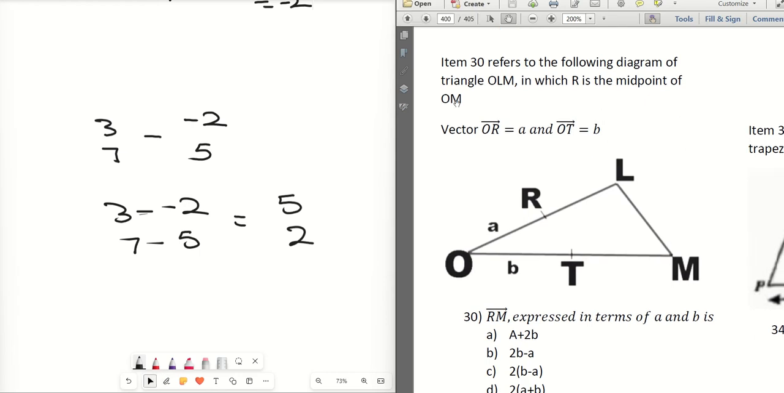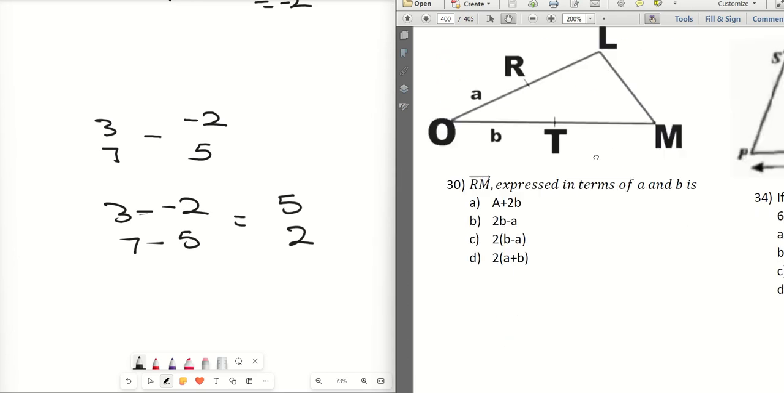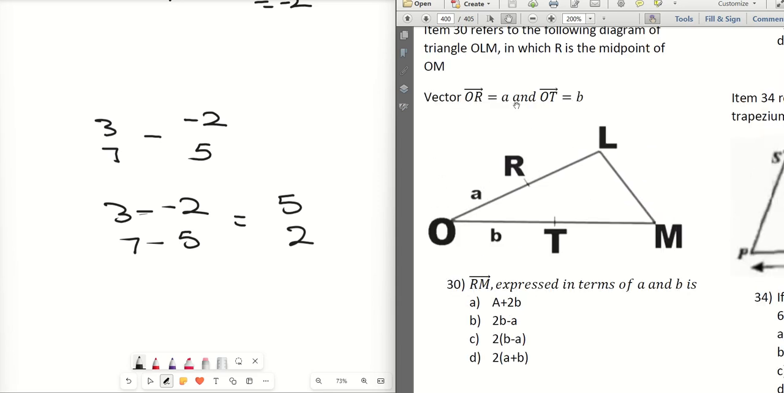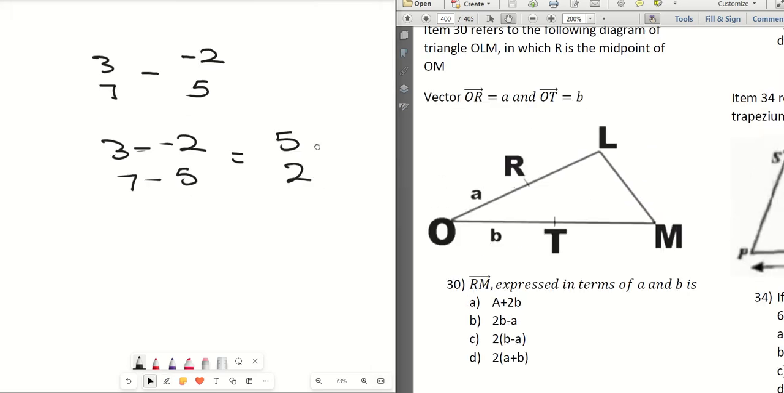Okay, this is the OL. R is the midpoint of OL and T is the midpoint of OM. Express RM in terms of A and B. RM, so you're going from R to M, so it's RO and then OM. RO is in the opposite direction, because OR is positive A.